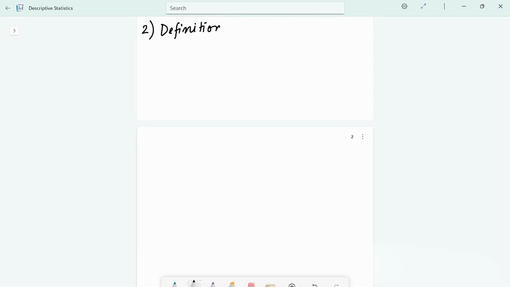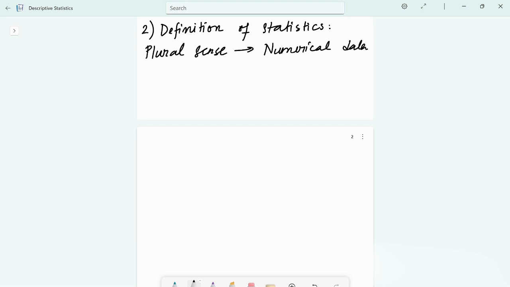All right. Now, coming to our next topic, which is definition of statistics. In the plural sense, statistics refers to numerical data. So for plural sense, statistics will refer to the numerical data itself. For example, if we take the literacy rate of India is 77.7%. So what is it? It is a plural sense of statistics. Why? Because we are using numerical data.